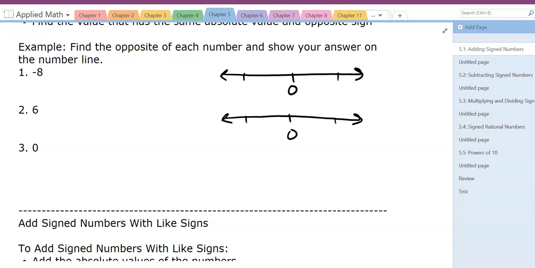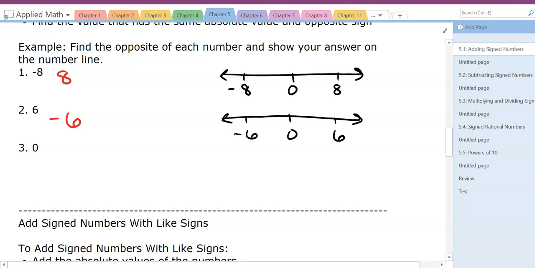So what's the opposite of negative 8? Positive 8. So then if I wanted to put those on the number line, I would put negative 8 on the left side of 0, positive 8 on the right side of 0. Opposite of 6? Negative 6. So negative 6 goes to the left, positive 6 goes to the right.